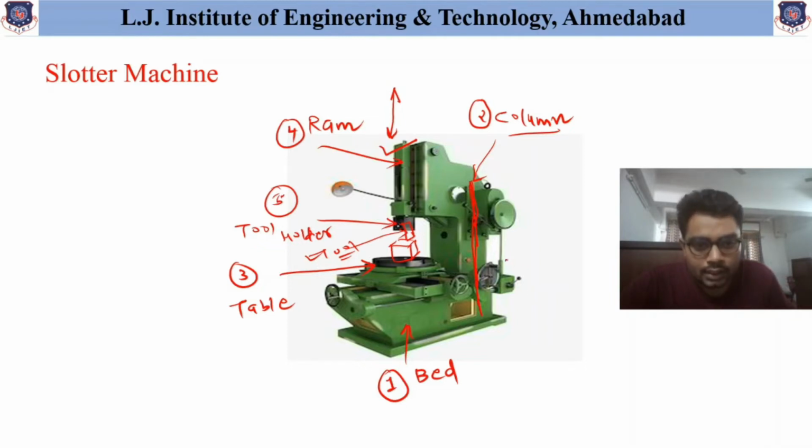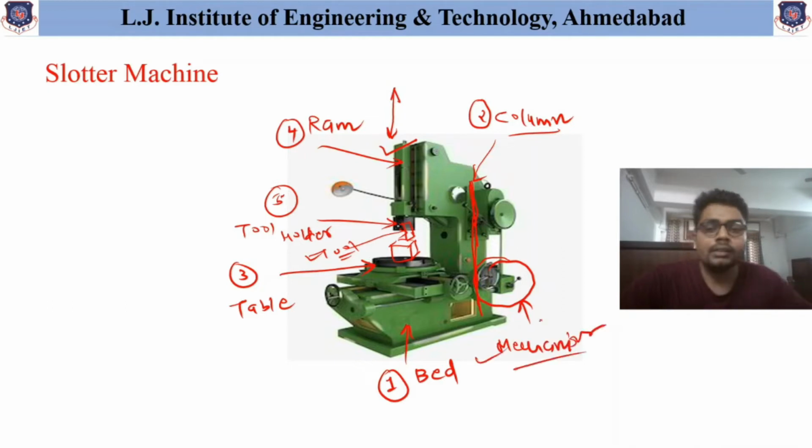And over here, as you can see, another mechanism is provided which is used to operate this slotter machine, or we can say the motor is provided over here, which is required for turning the entire machining operation on and off in the case of this slotter machine. So now we have summarized the main important parts available in the slotter machine.